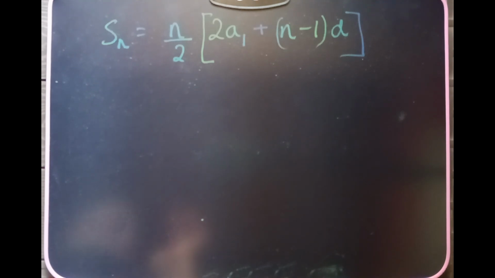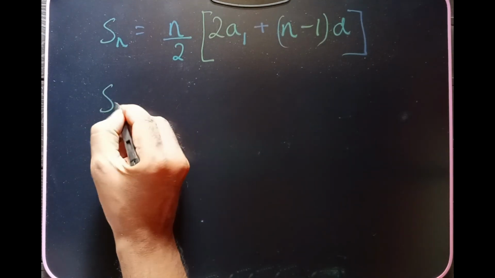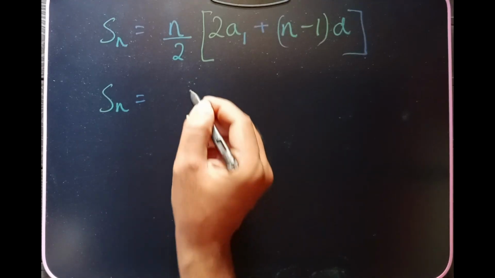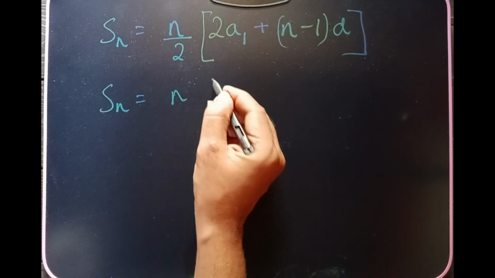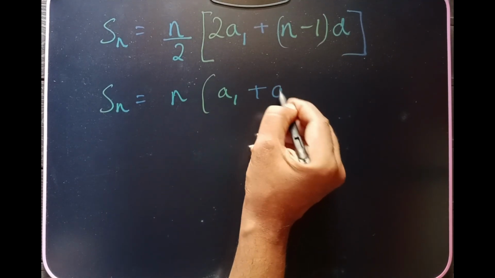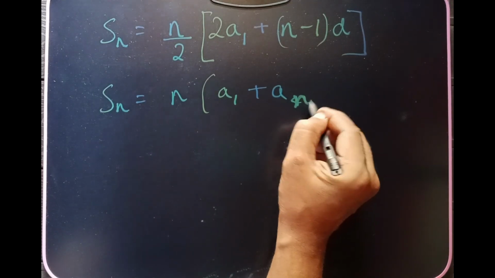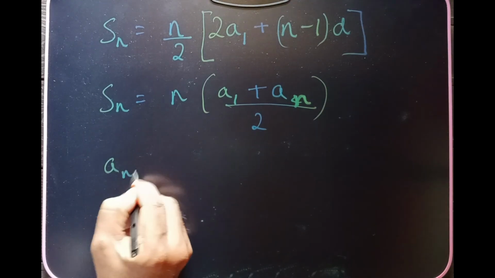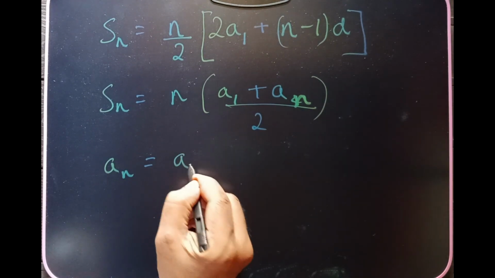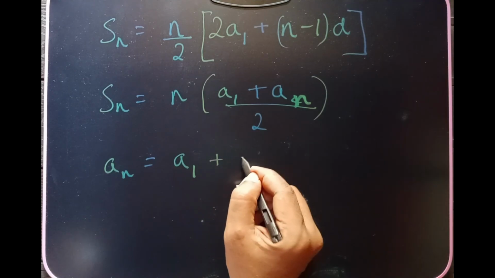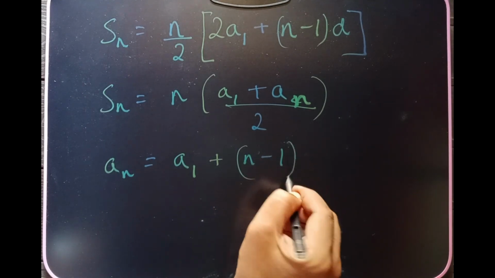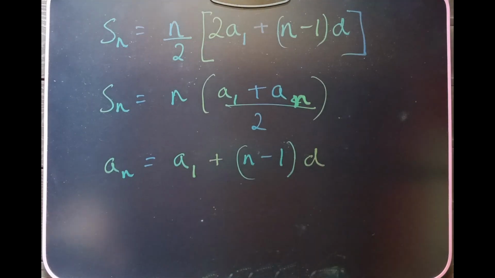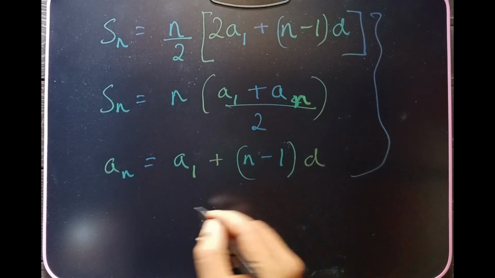Unless you have some doubt, you can note it down. This is one of the equations. The other equation is n times a1 plus an, the last term, divided by 2. And if you want to find the nth term, it is a1 plus n minus 1 times d. These are the formulas you're supposed to remember.